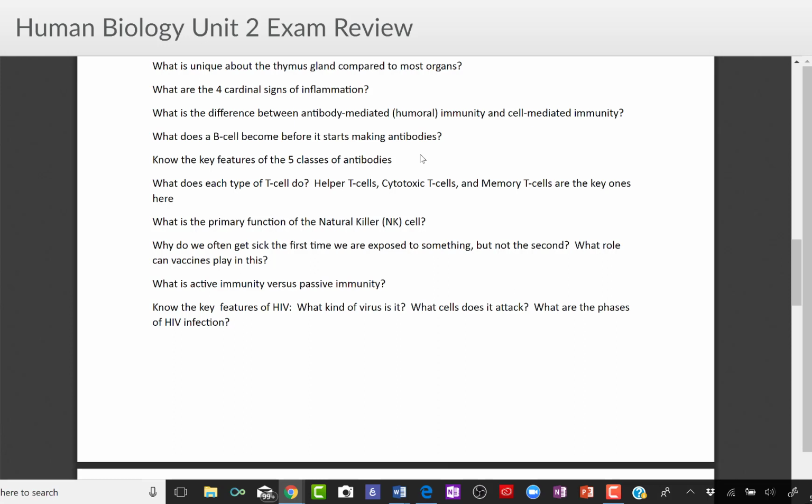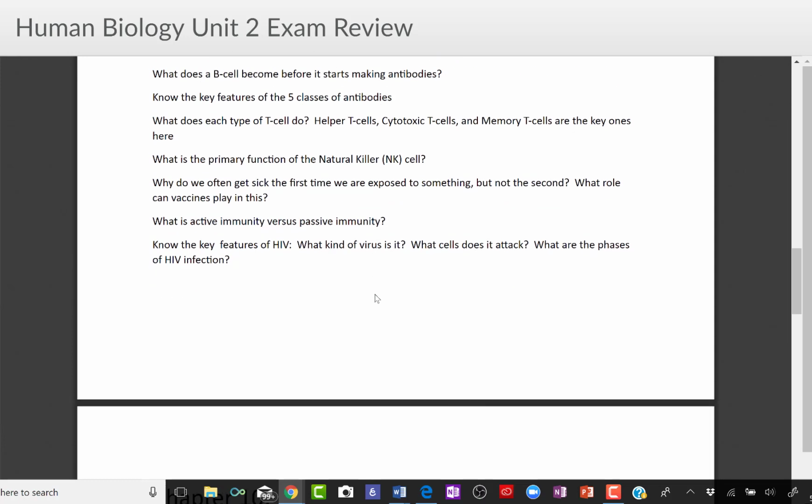All right, what's the primary function of the natural killer cell? That's a great name for a cell, by the way. But natural killer cells, they're involved in what's called immunological surveillance. They can attack and destroy virus-infected cells, but most importantly, they can attack and destroy cancer cells. So that's going to be their primary function. When you think cancer, definitely think natural killer cells.